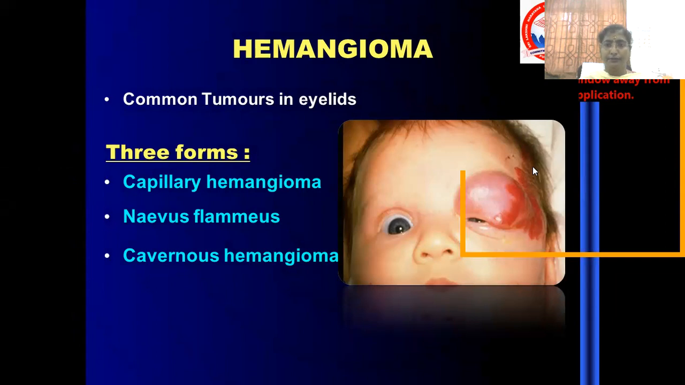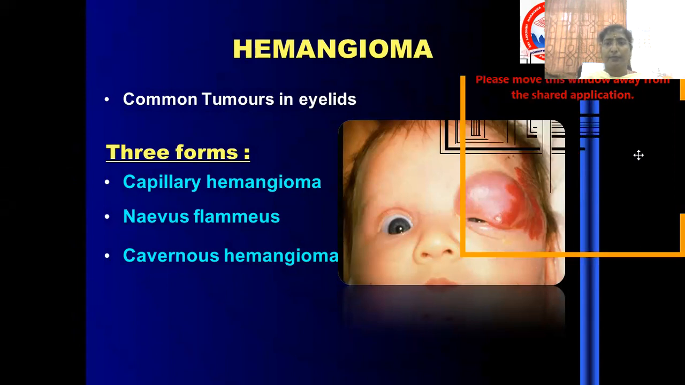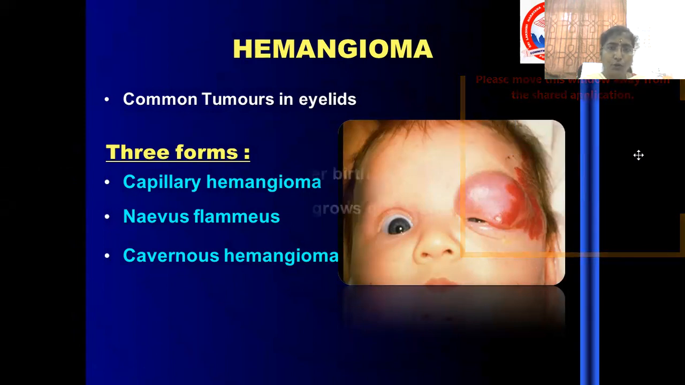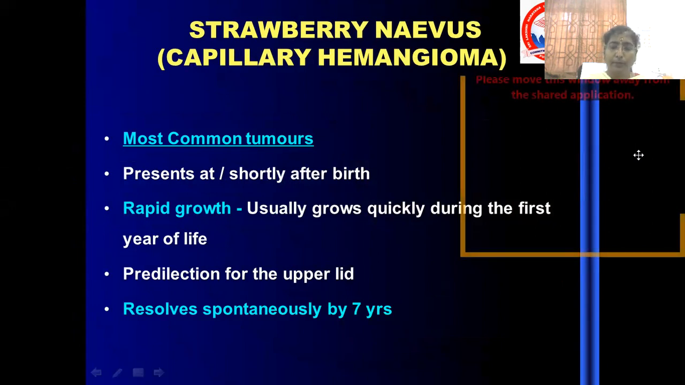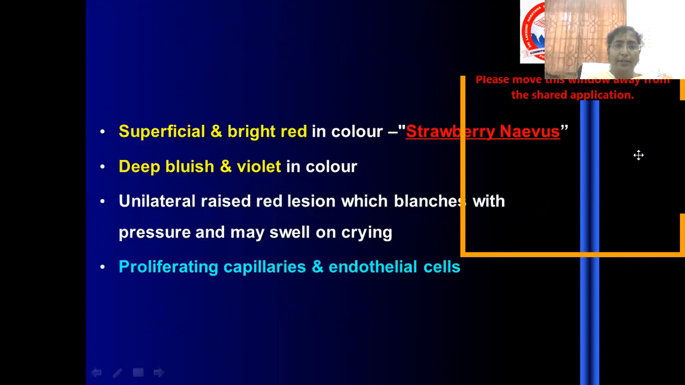Continue again with hemangiomas. So it is of three forms: capillary hemangioma, nevus flammus, and cavernous hemangioma. In strawberry nevus, which is capillary hemangioma, it is the most common tumor present at or shortly after birth, with rapid growth, usually growing quickly during the first year of life, predilection for the upper lid, and it resolves spontaneously by 7 years. Superficial is bright red in color, and that is why it is called strawberry nevus, and deep is bluish and violet in color.